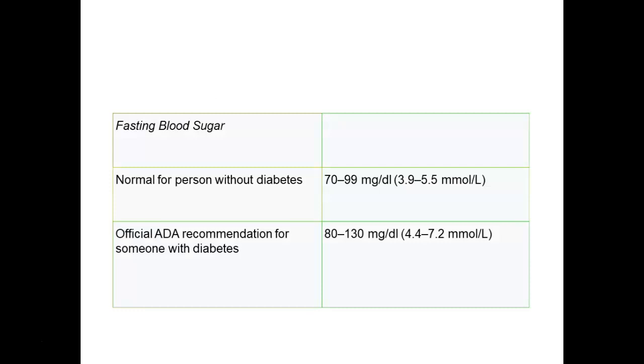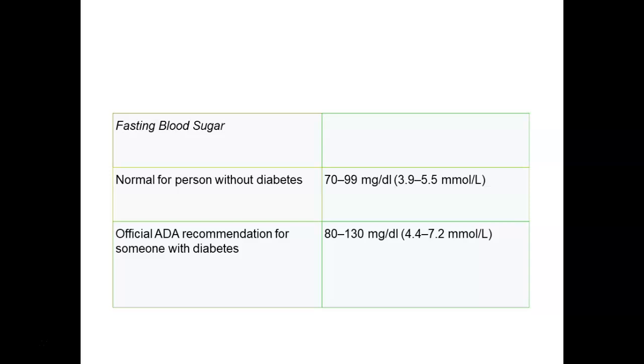They said the fasting blood sugar for a normal person without diabetes is, as we have mentioned before, 70 to 99 milligram per dl, which is normal without medication. The official recommendation is that it could still be 80 to 130 milligram per dl. So that's the official recommendation. That's 4.4 to 7.2 millimole per liter. So our goal is even to go back to normal, not to this official recommendation.